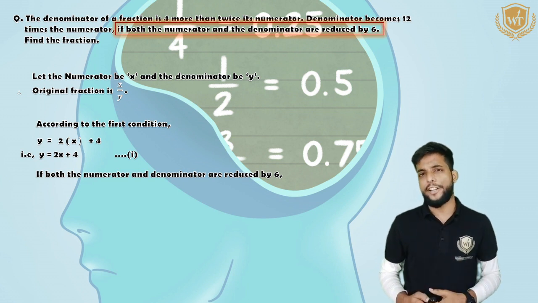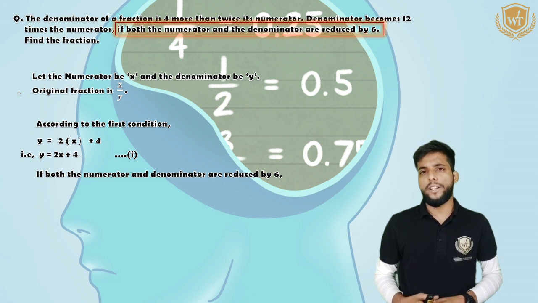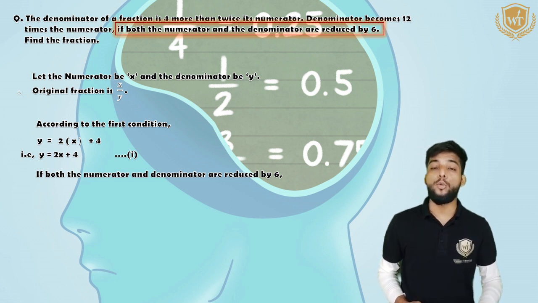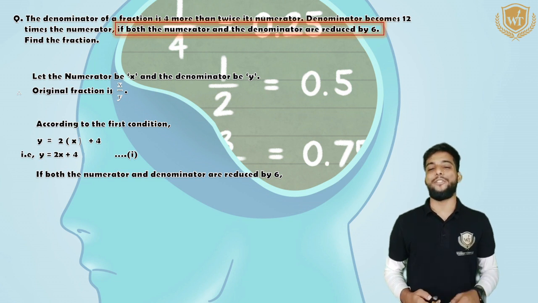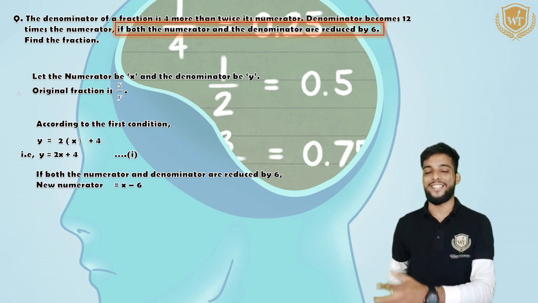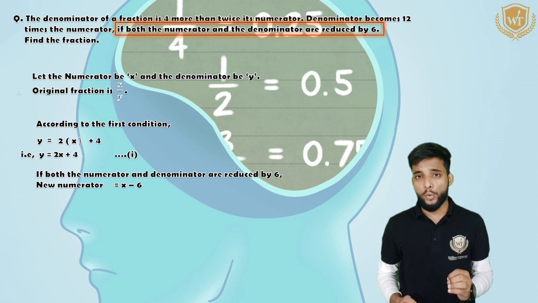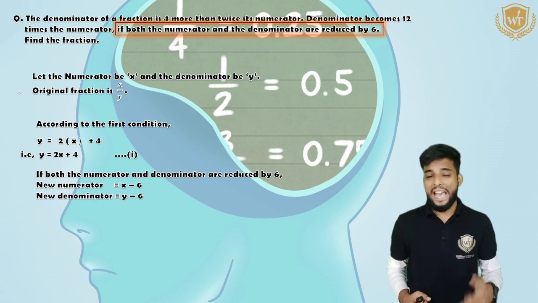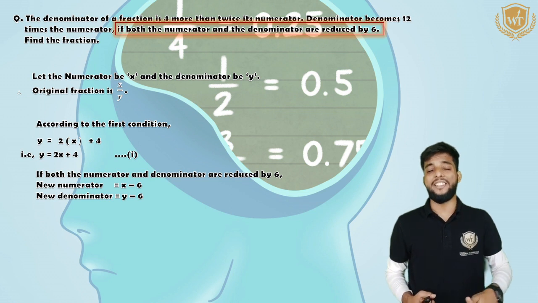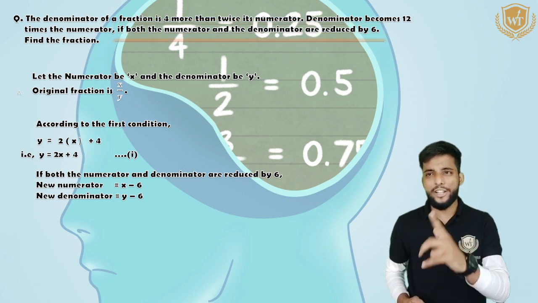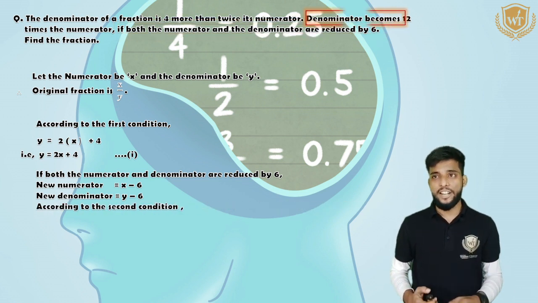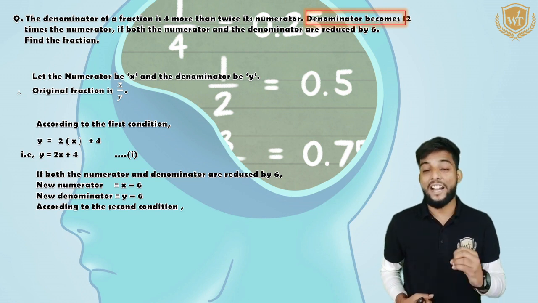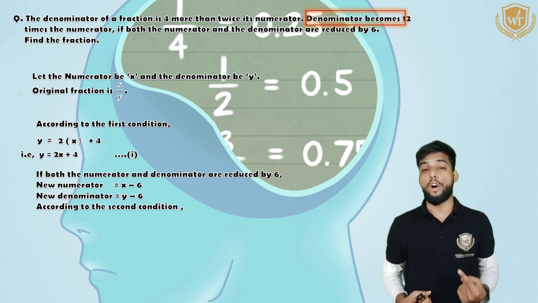Now both, if they are reduced by 6, the new numerator will be, original one tha x, new one kya ho jayega? Reduced by 6, matlab it will become x minus 6. Perfect, students. And the new denominator will become y minus 6. So we have the new numerator and the new denominator. Now let us focus on the condition. The condition states the denominator becomes. We are talking about the new denominator, students.